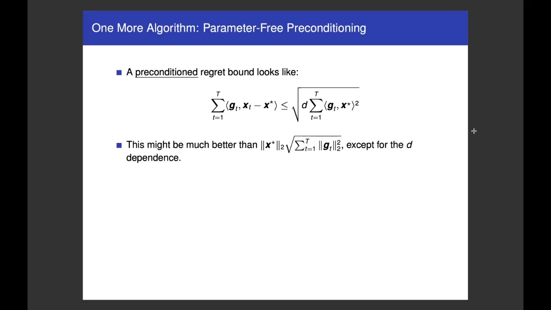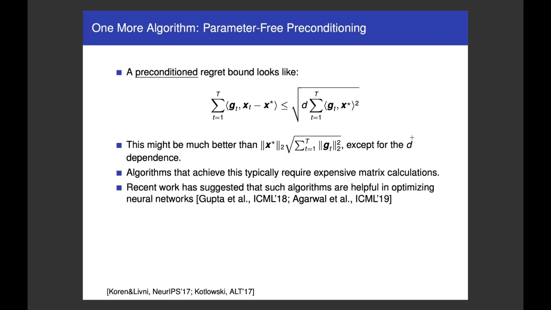This could be quite a bit better than the two norm bounds you've seen before in this tutorial, where we have norm of x star two norm times square root of sum of the two norms of the gradient squared. Because if we ignore the dimension factor here, this term is always better just by Cauchy-Schwarz. On the other hand, of course, with the d-dependence, it's unclear which of them is better. But nevertheless, you might say that, well, if the gradients have some very poorly conditioned covariance structure, this bound might be a big win. Unfortunately, algorithms that achieve this usually require some expensive matrix multiplications, and that ends up resulting in them being somewhat slower than just gradient descent would be.